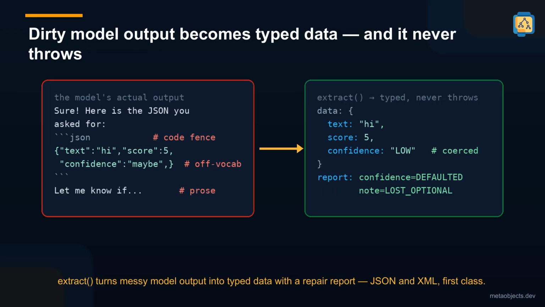Then the output. Real model output is dirty. Prose wrappers, code fences, off vocabulary values. MetaObjects generates a tolerant extract function from that same declaration. It returns typed data with a report of exactly what it fixed, and it never throws.